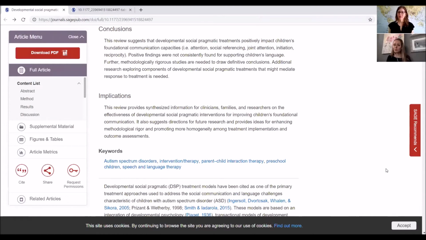But we didn't find consistent, I should say, positive findings for the child's language post-intervention. And there were a few things that were really interesting about that. Although all of these interventions are considered developmental social pragmatic, the tests that were used to evaluate the language, for the most part, were standardized language tests, which are typically more heavily weighted in assessing those things that I said that DSP interventions don't focus on, right?